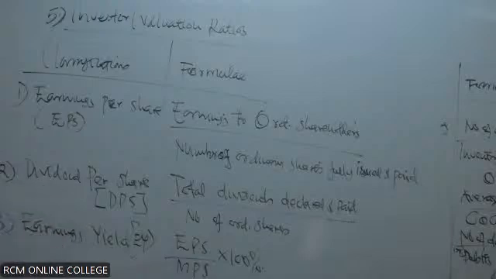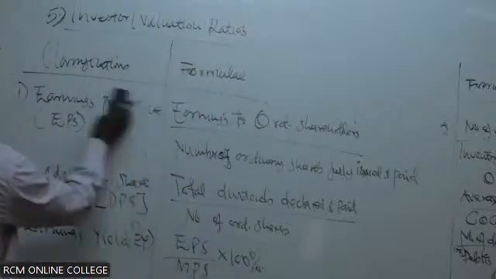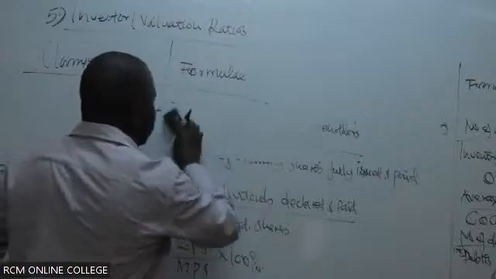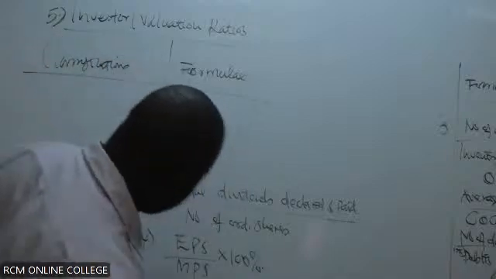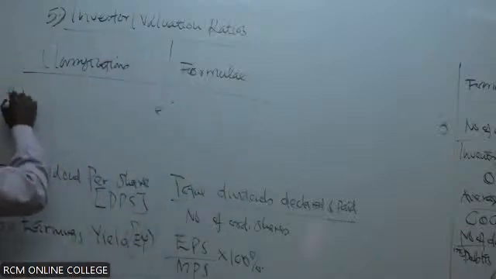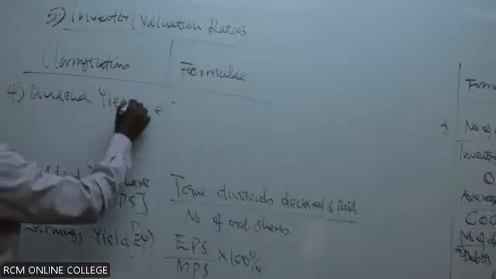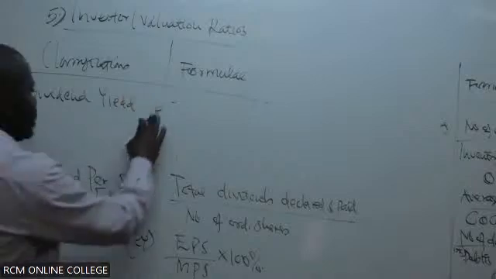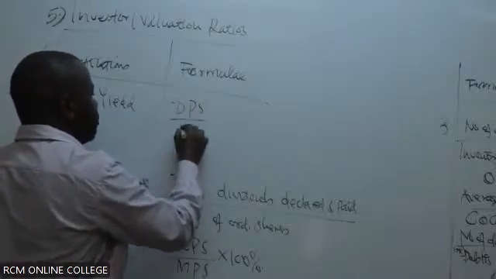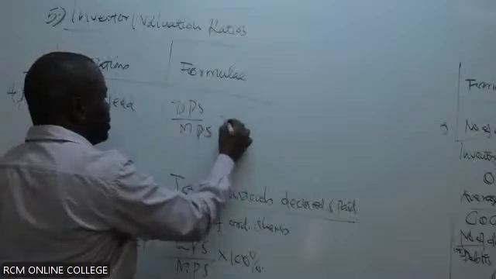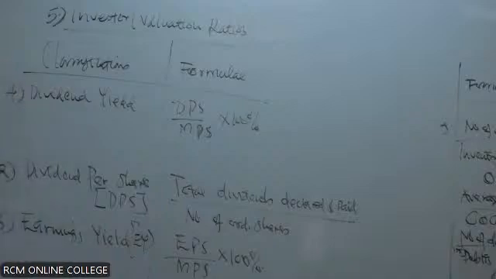For the dividend yield, which is number 4, you take the DPS over MPS. It is dividend per share over market price per share, multiplied by 100%. So that is the dividend yield.